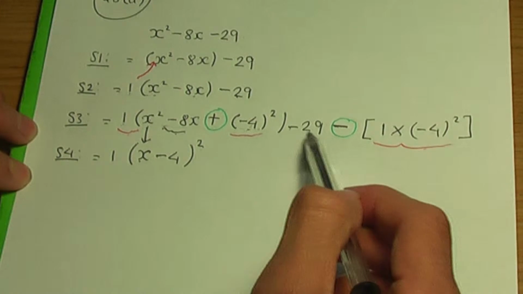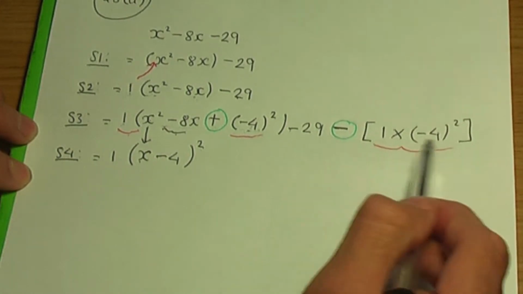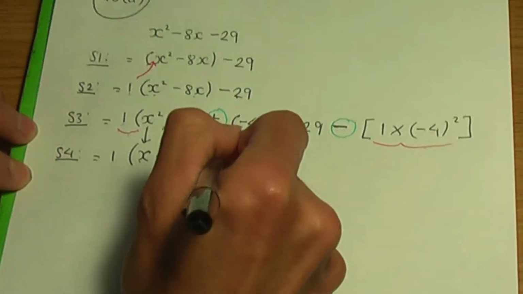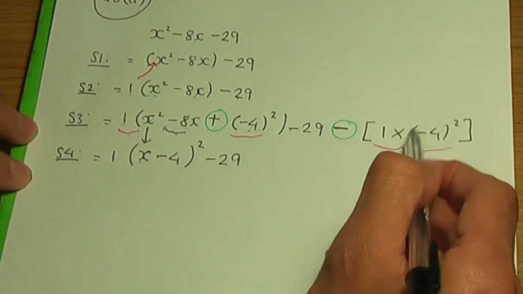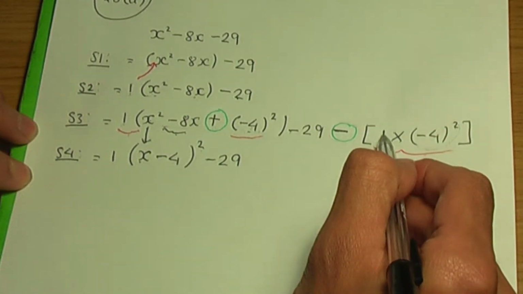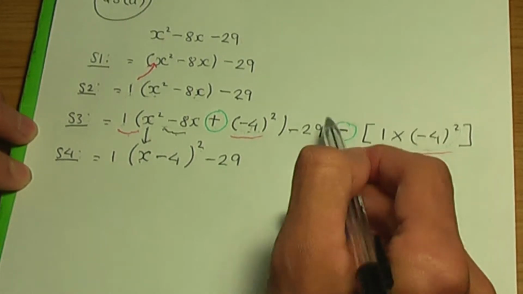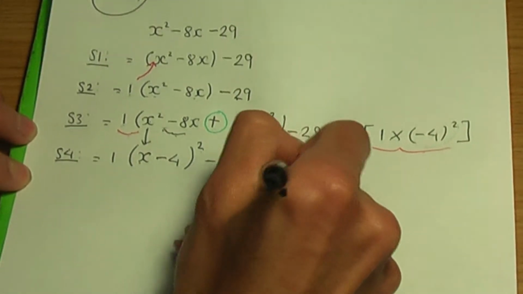Now what is left to be done is we need to simplify this term here. So we have minus 29, and minus 4 squared is plus 16. 16 times 1 is 16, with the minus is minus 16.